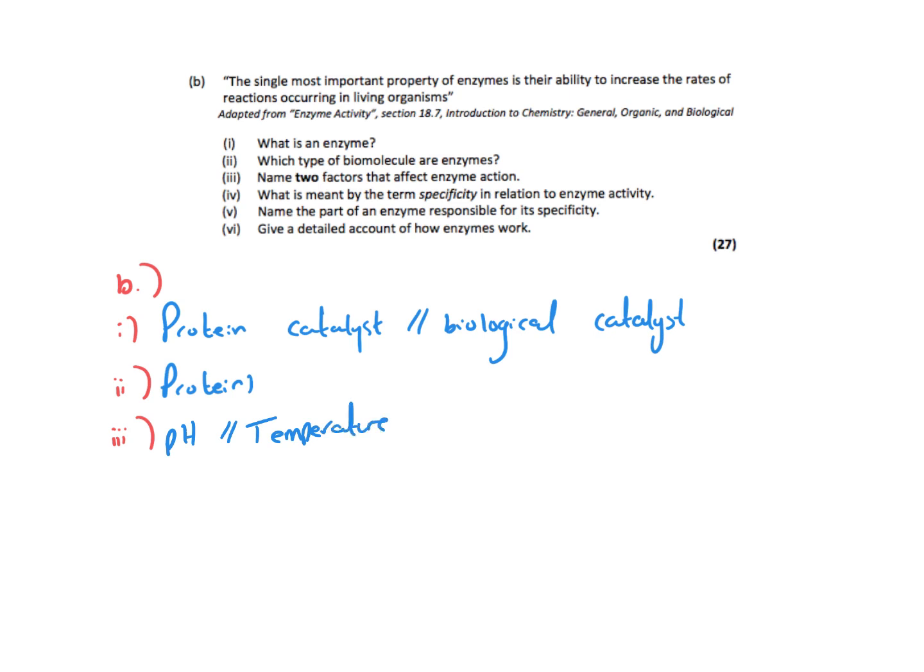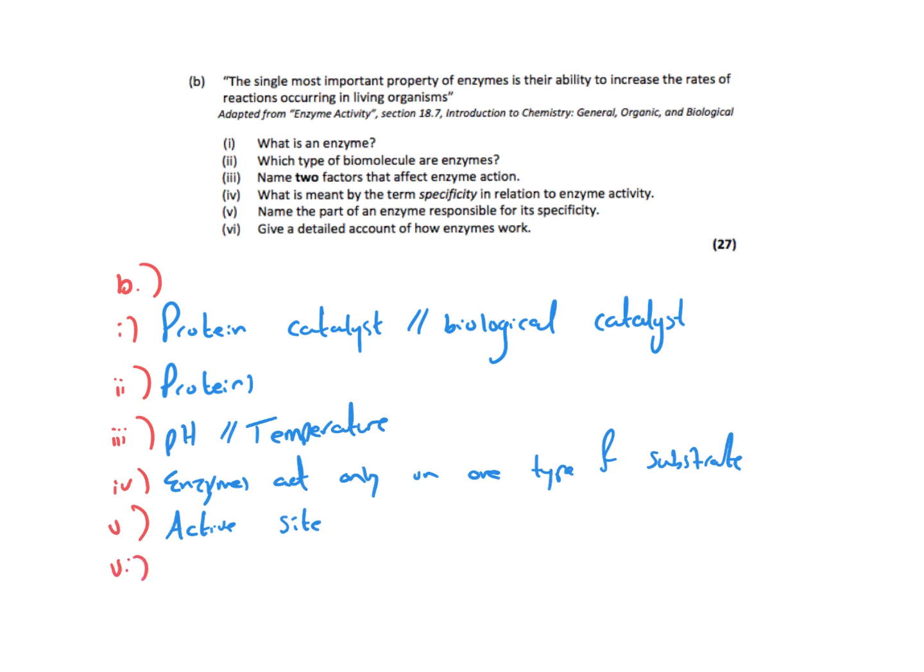What is meant by the term specificity in relation to enzyme action? We can say that enzymes act only on one type of substrate. They're specific, they act on one type of substrate only. Part 5, name the part of an enzyme responsible for specificity. We know that's the active site, because that's where the shape can change.